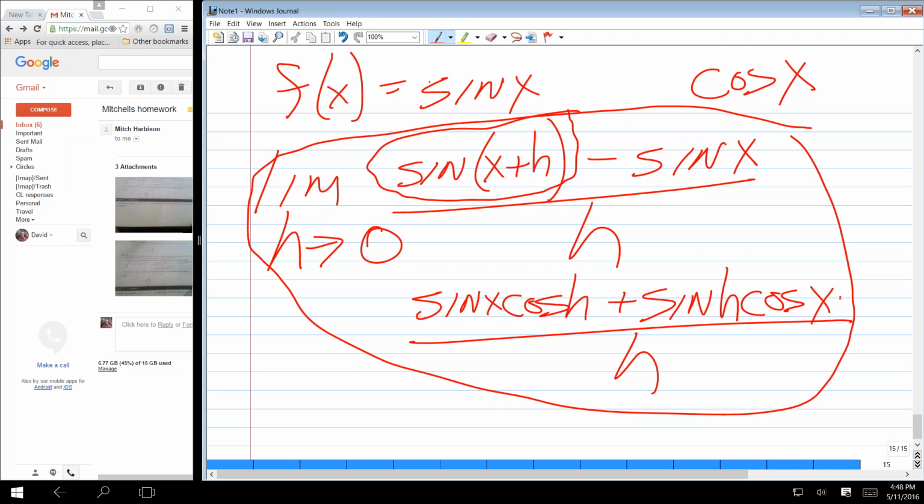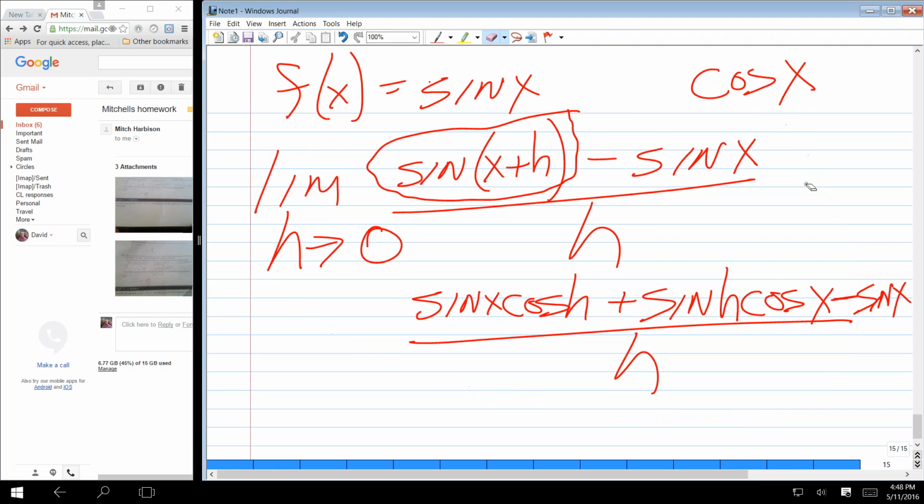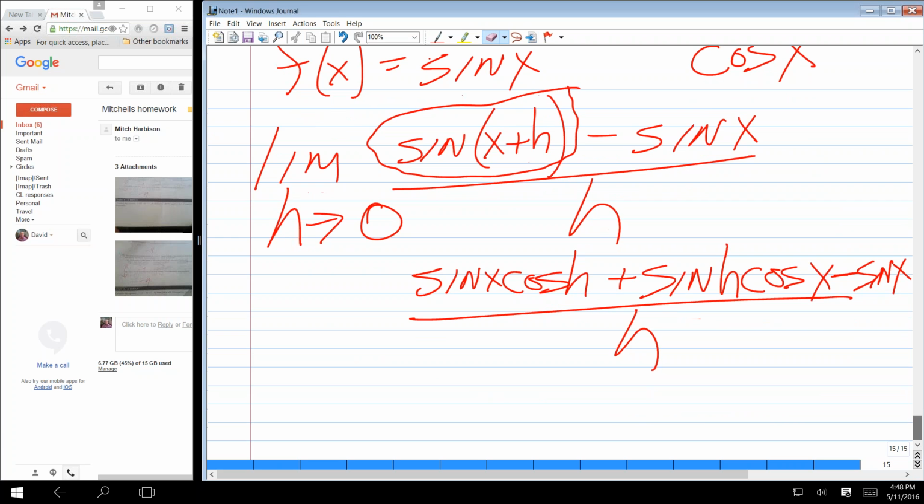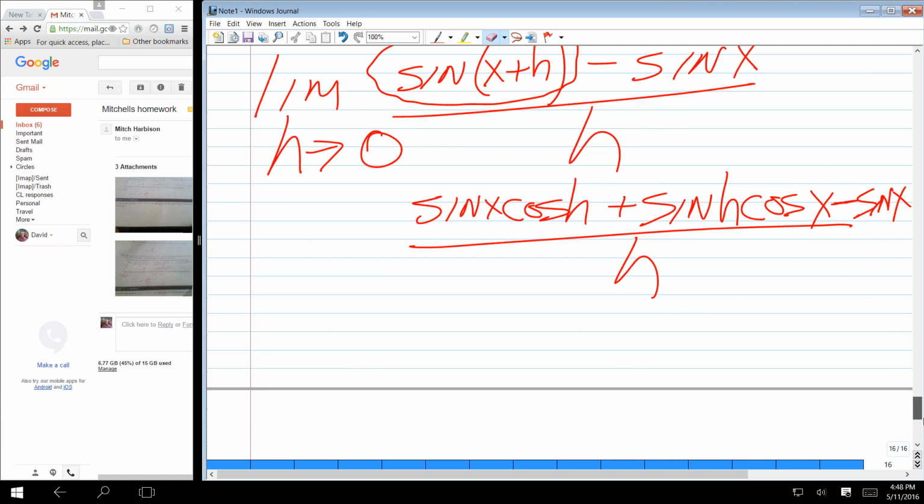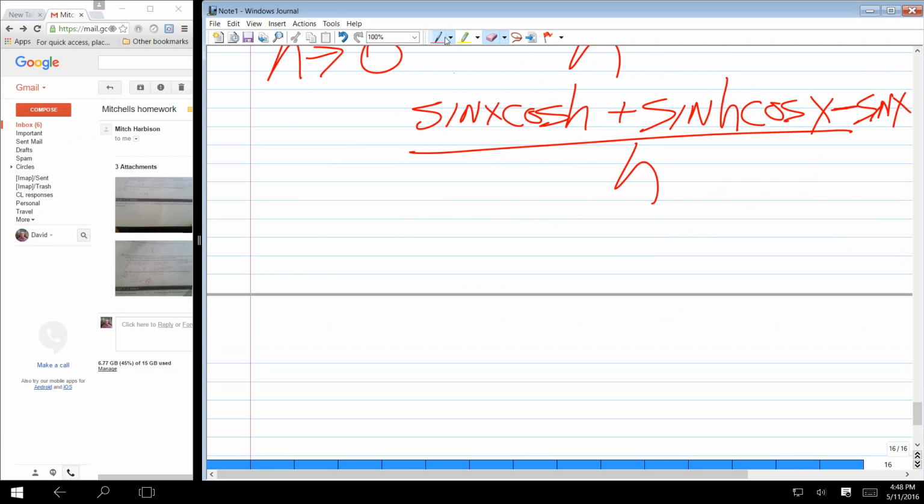Oh, I know what I didn't do. I didn't subtract off sine of x. There we go. And that is going to make it a little easier because I can now factor out sine of x. Or can you factor out sine? Well, no. I can factor out just sine of x. In other words, this is what I'm trying to take the limit of. Well, if I factor out sine of x, this is what I have.